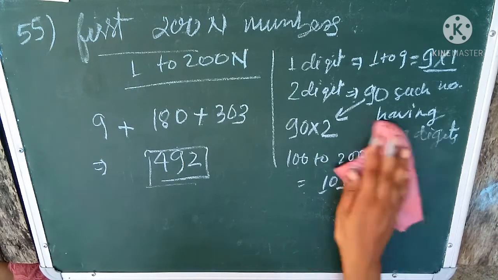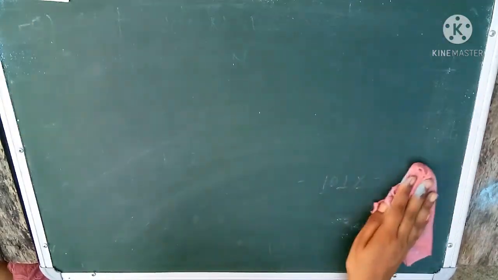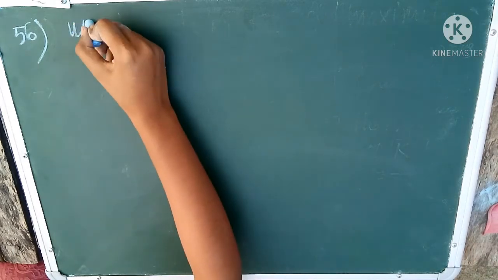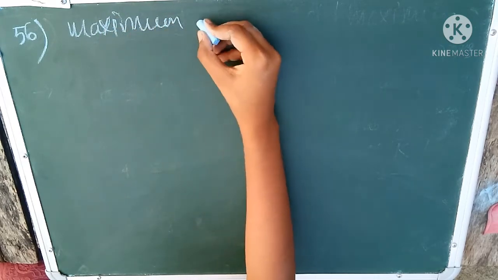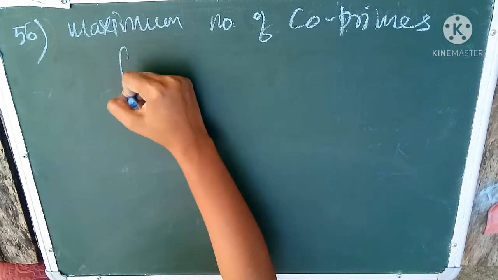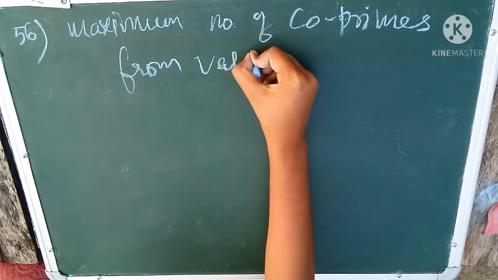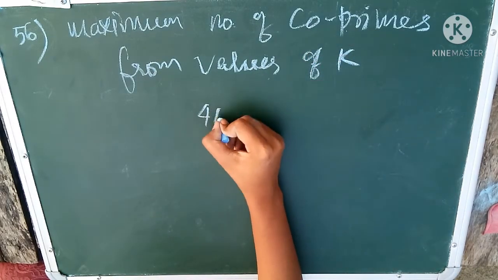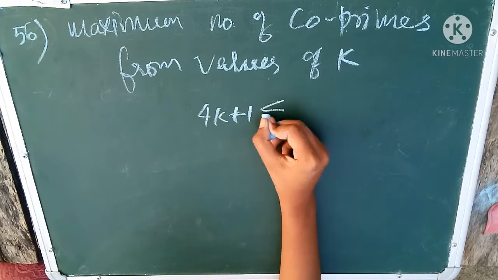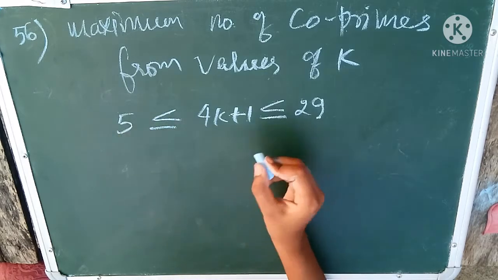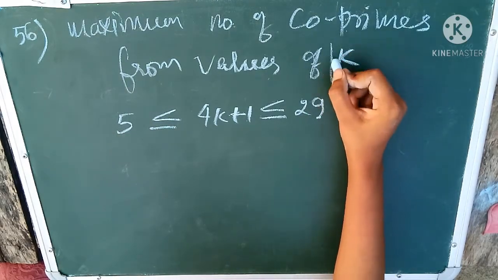The next question we have is question number 56. It says that we have to find the maximum number of coprime pairs from the value of k. So what is k here? It is given as 4k plus 1, which is less than or equal to 29 and greater than or equal to 5. So we need to concentrate only on the values of k.